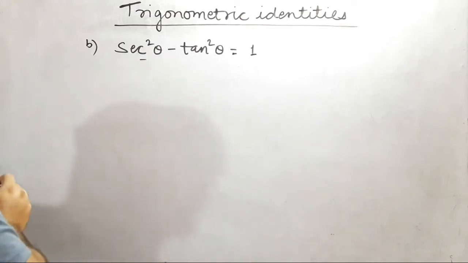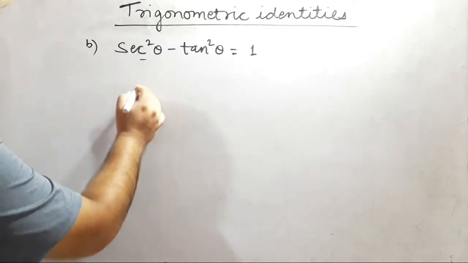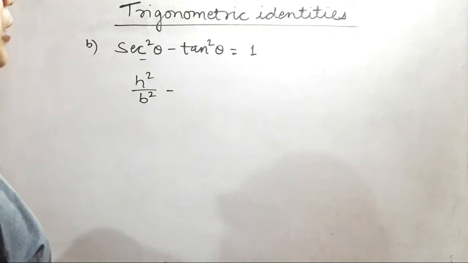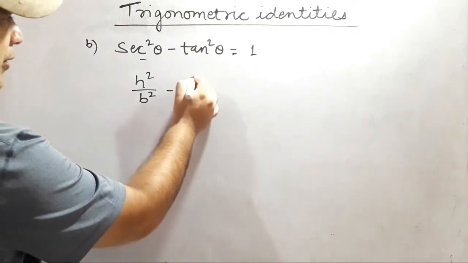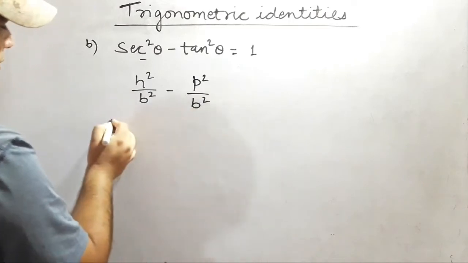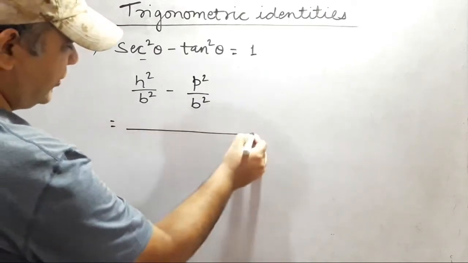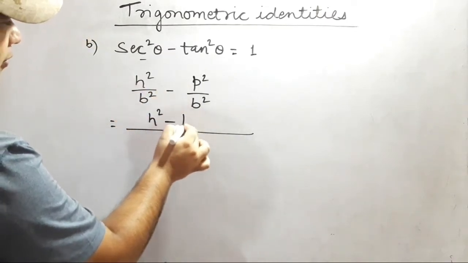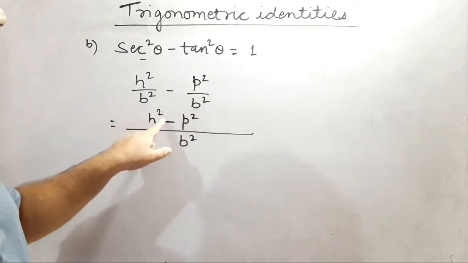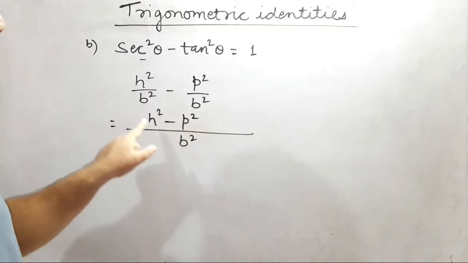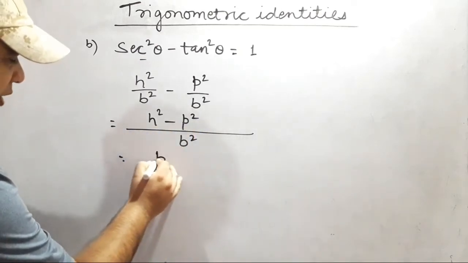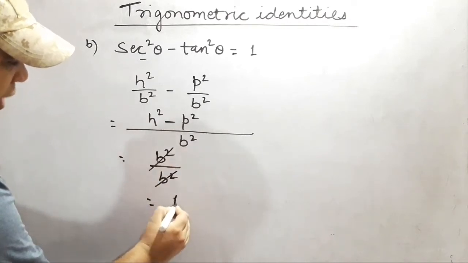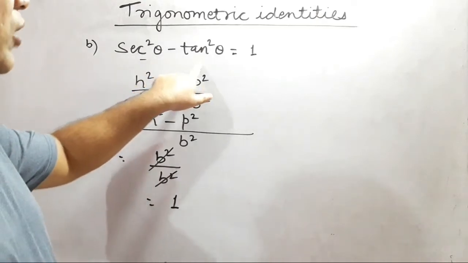As we know, the ratio of sec theta is h by b. So sec square theta can be written as h square by b square, minus. The ratio of tan theta is p by b. So tan square theta can be written as p square by b square. The b square can come common. So I can write down h square minus p square. And the formula for h square minus p square according to the Pythagorean relation becomes b square, divided by this b square. B square and b square cancel, it results in 1. So sec square theta minus tan square theta will be equal to 1.